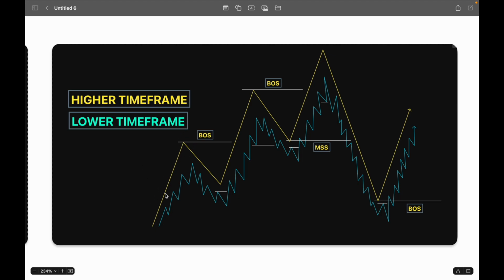Higher time frame is the yellow: low, high, higher low, higher high, higher low, higher high. We broke down. We had a higher time frame market structure shift, and we created a new low right over here. And the blue represents the lower time frame. So in these big moves, you have a lower time frame that goes high, low, high, low, high, low, and you have your internal market structure shifts as well. And as you can see, this is how price will look on your lower time frames following a higher time frame trend.